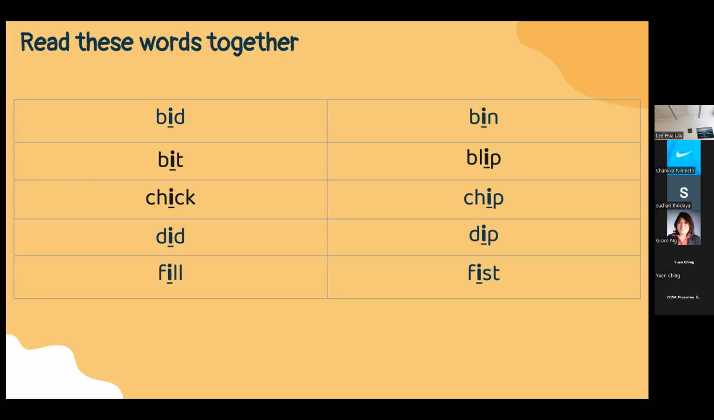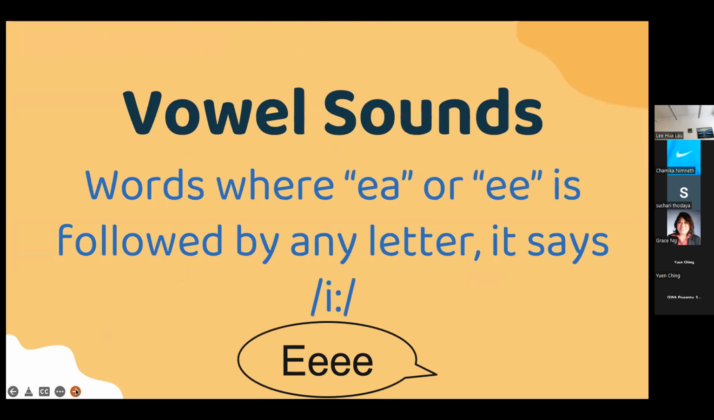And we have F. Fill. Can everybody repeat? Fill. Fill. And then the last one. Fist. So it's fist. Okay, that's for the short I sound, what is called the "if".